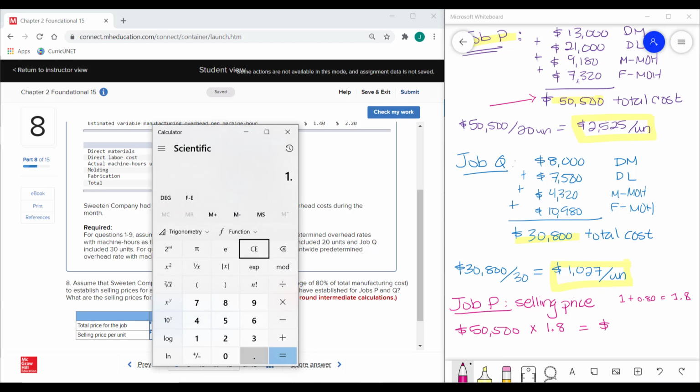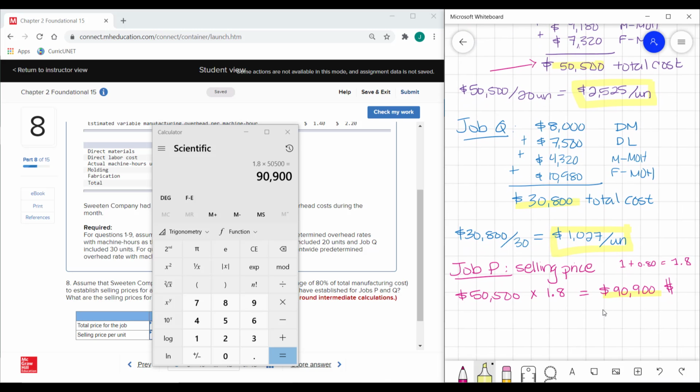So in our calculator, we'll do 1.8 times 50,500. That means we want to sell job P for $90,900. So that's the selling price here that we want to assign to job P.